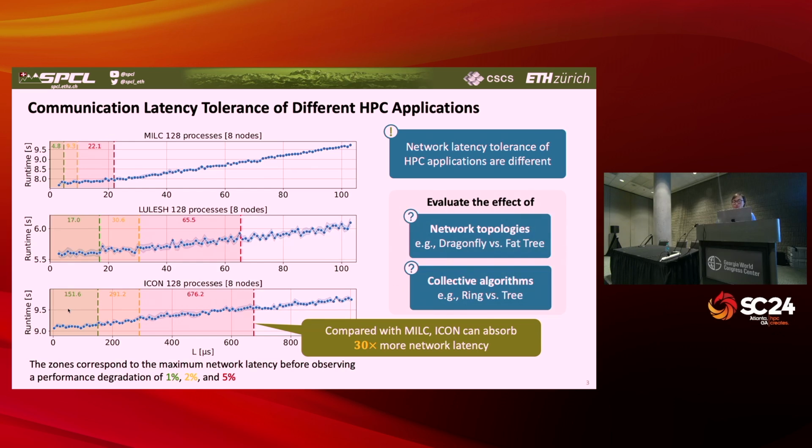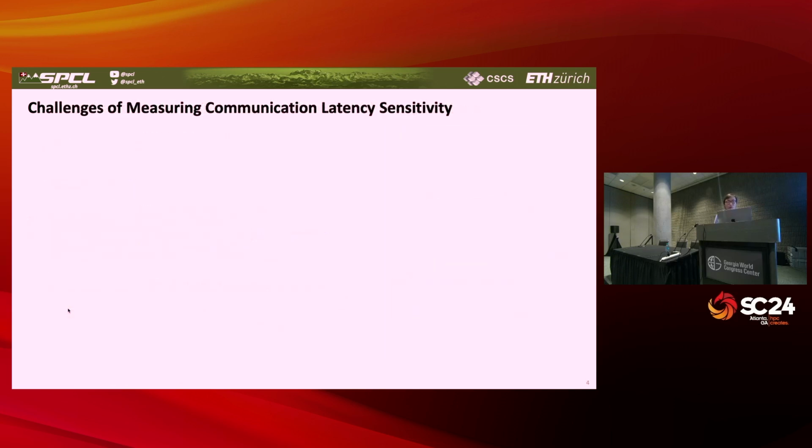Additionally, another important use case would be evaluating and comparing applications' latency tolerance under, let's say, different network topologies, or if we have different implementations of collective algorithms. So the question is, how do we achieve this? How do we measure the latency sensitivities?